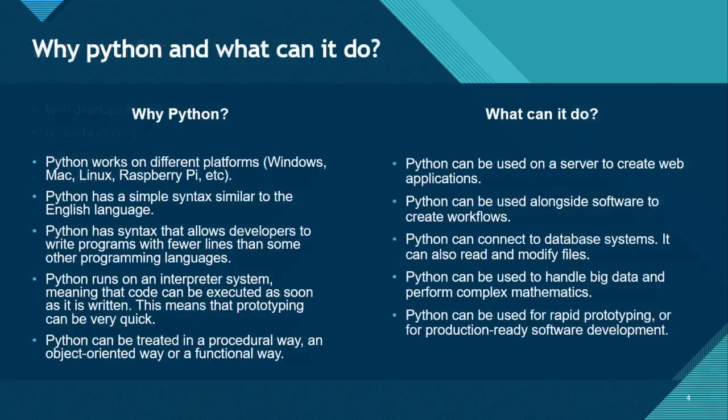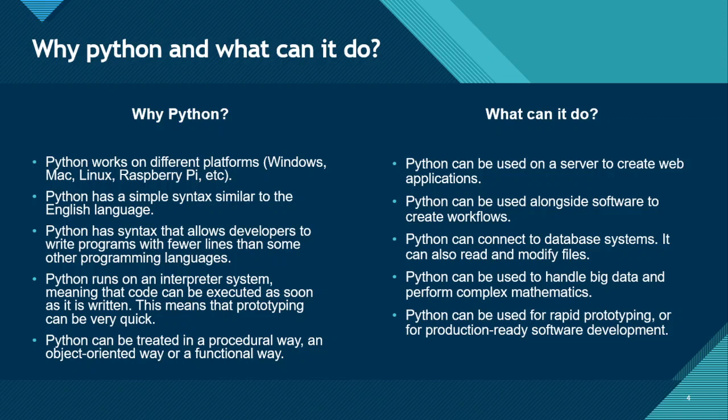And now let's see what Python can do and why we should use Python. Python can be used on a server to create web applications. Python can be used alongside software to create workflows. Python can connect to database systems, as I've already said. You can use it as a web framework as well. Python can be used to handle big data, perform complex mathematics, and do machine learning. Python can also be used for rapid prototyping or for production ready software development.